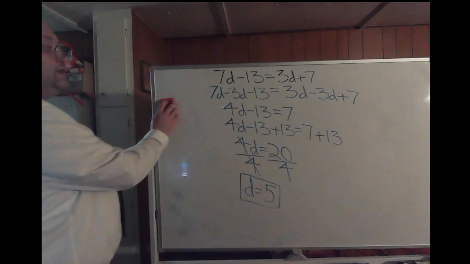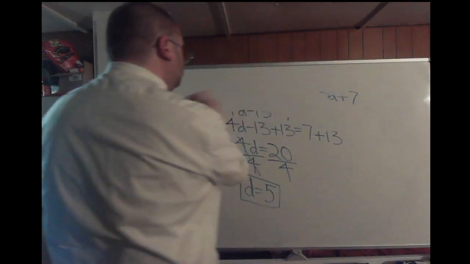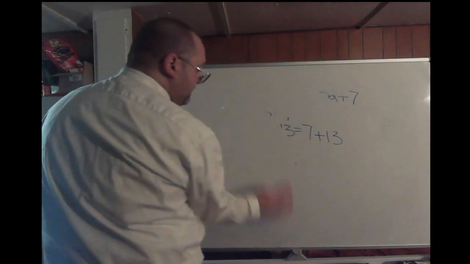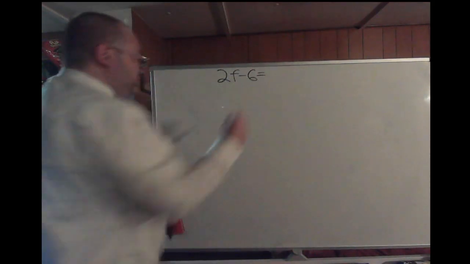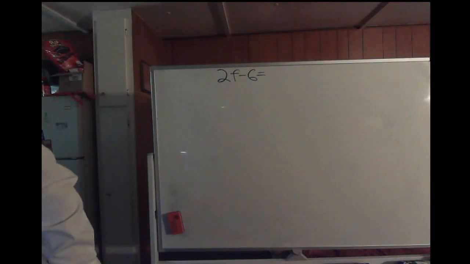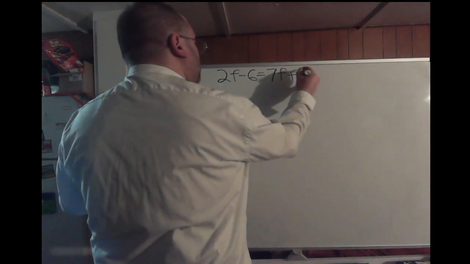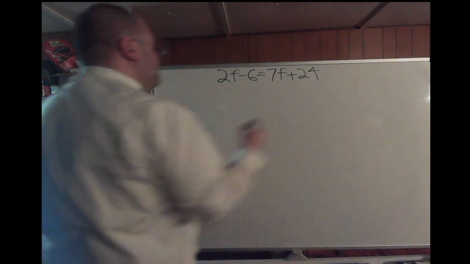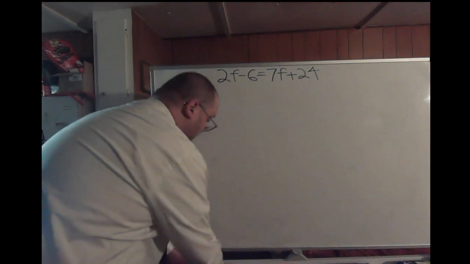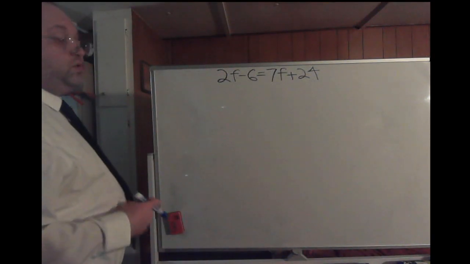Alright. Then we got one more example. Alright, last one. Let's see, 2f minus 6 is equal to 7f plus 24. Alright, so we got 2f minus 6 equals 7f plus 24.